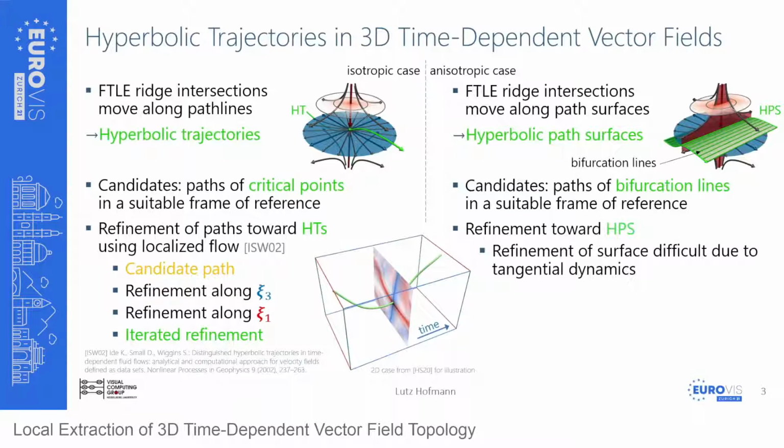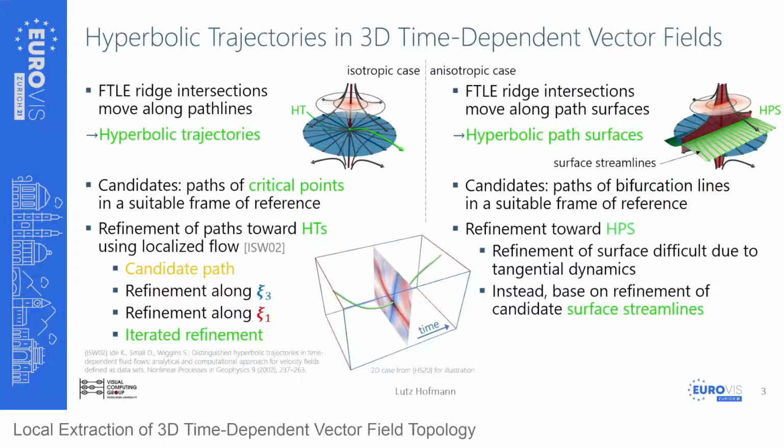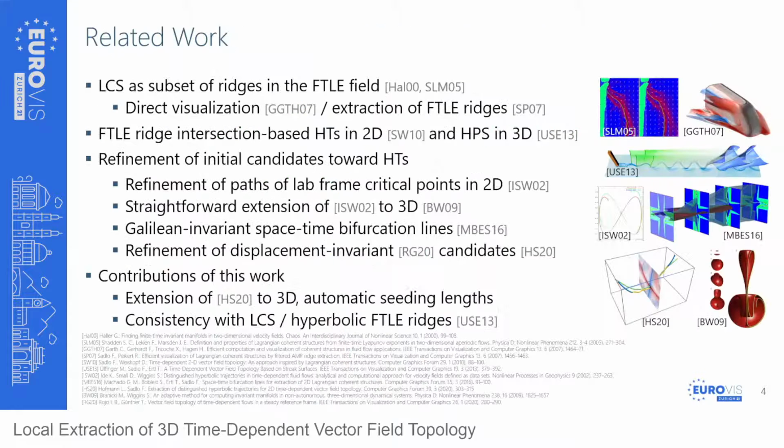In the anisotropic case, our candidates are paths of bifurcation lines in a suitable frame of reference, which we need to refine toward the hyperbolic path surface. Now, since there are dynamics tangential to this surface, the direct refinement of the entire surface would be challenging, which is why instead we consider surface streamlines and refine each of these lines toward hyperbolic trajectory, which then span the hyperbolic path surface.